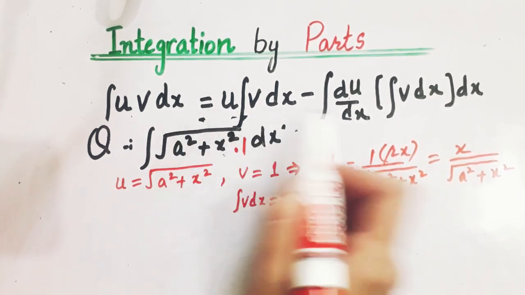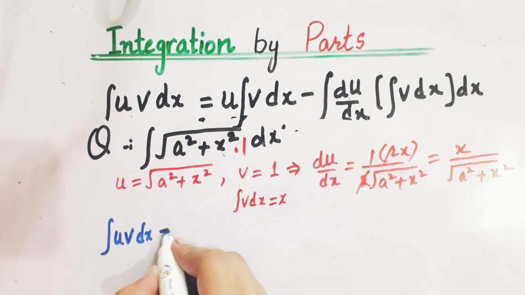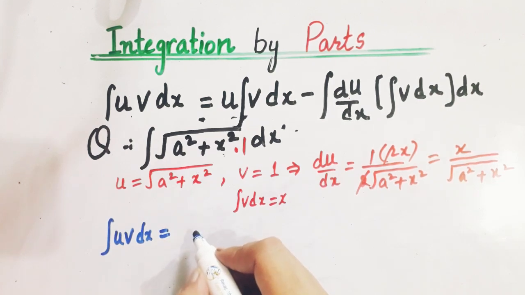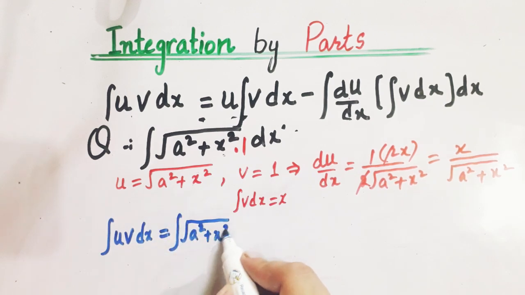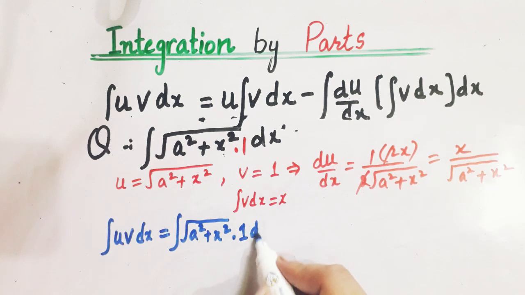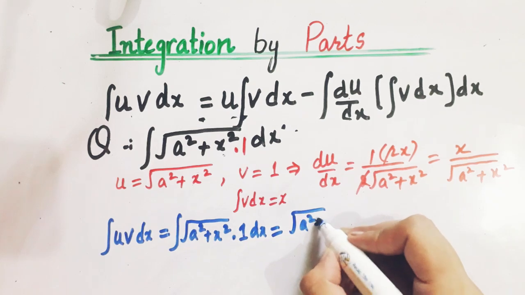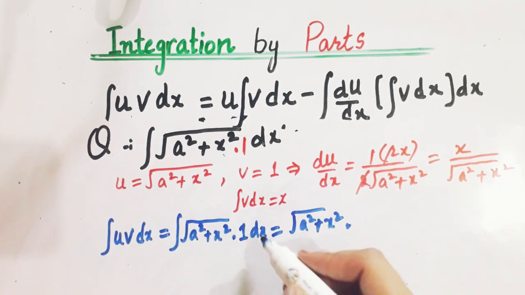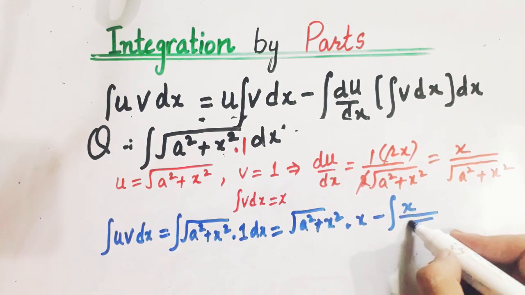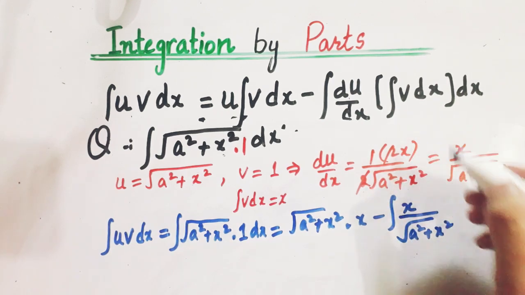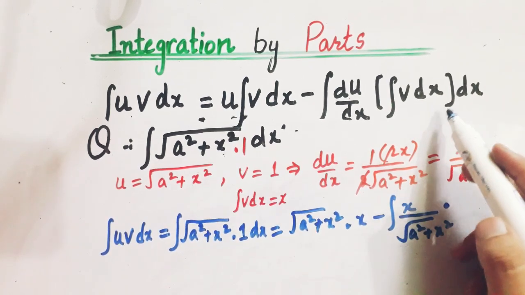Now substitute all the values in this formula. We will get the integral of uv dx, where u equals the square root of a square plus x square and v equals 1. dx equals the u value, that is the square root of a square plus x square, times the integral of v dx, that is x, minus du by dx, which is x over the square root of a square plus x square, and here we have the integral of v dx, that is x.